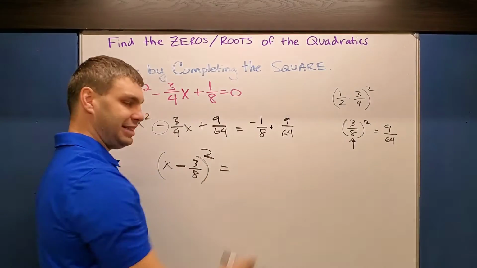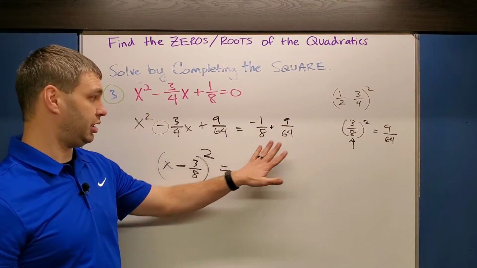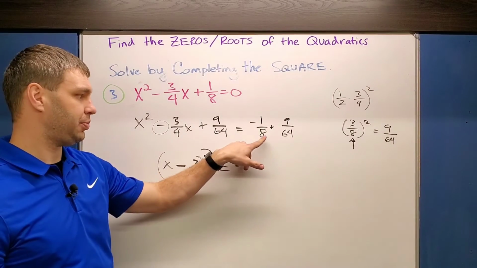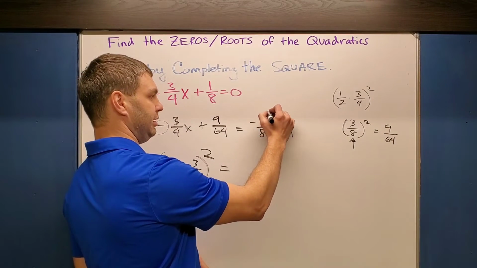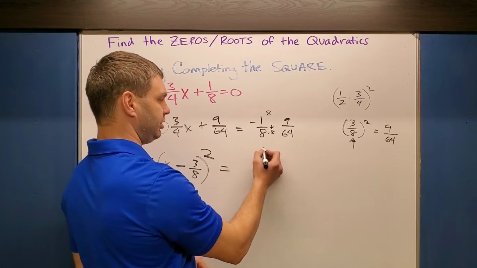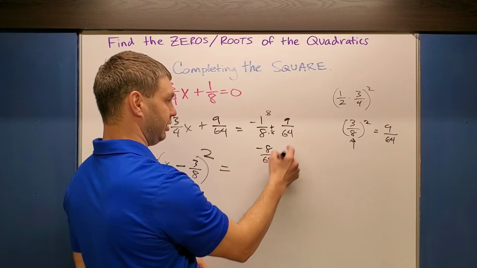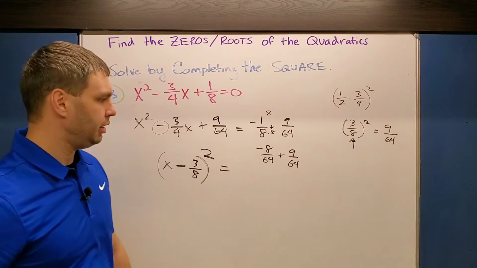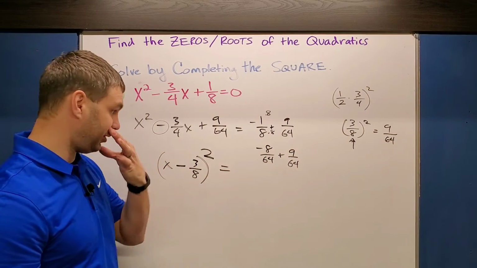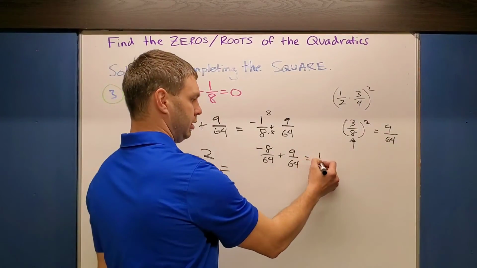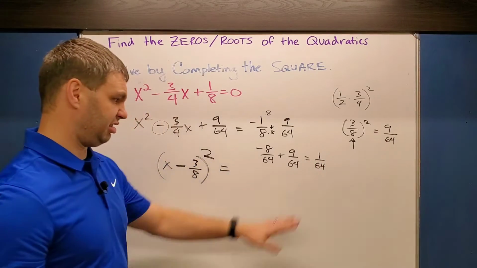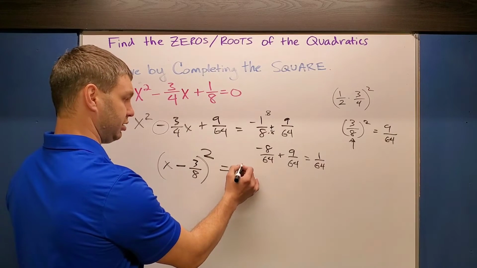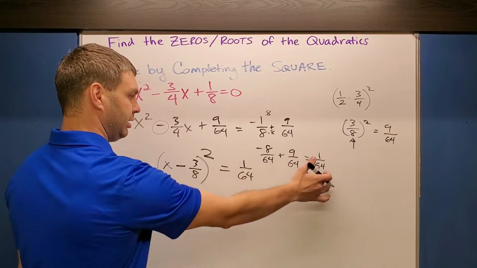Equals, and then you'll probably need to do some sort of common denominators on the right side here. And I know that if this is an 8 and this is a 64, I better multiply both the top and the bottom of this one by 8 in order to get negative 8 over 64. And then I can say plus 9/64 over here. Right, negative 8/64 plus 9/64 is just 1/64. 1/64, which looks kind of ugly, but it's actually going to be pretty nice because we'll eventually take the square root of those things, and those are both perfect squares.